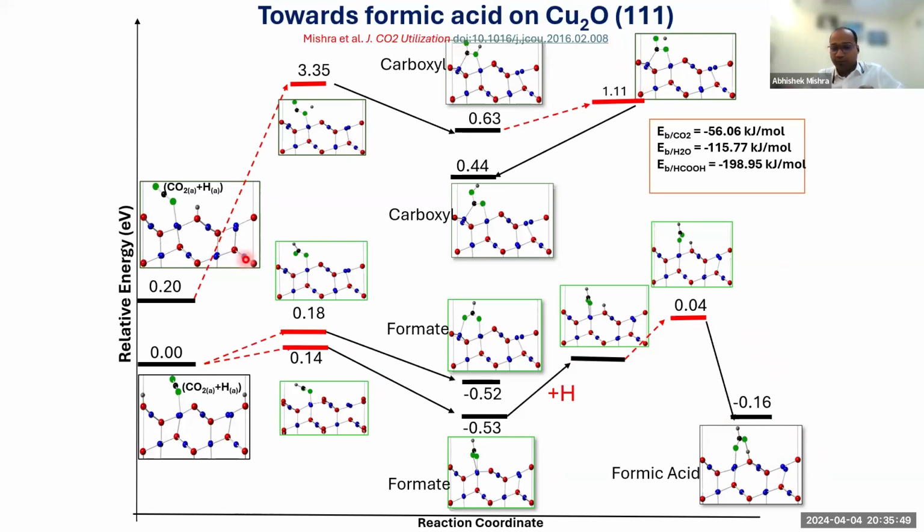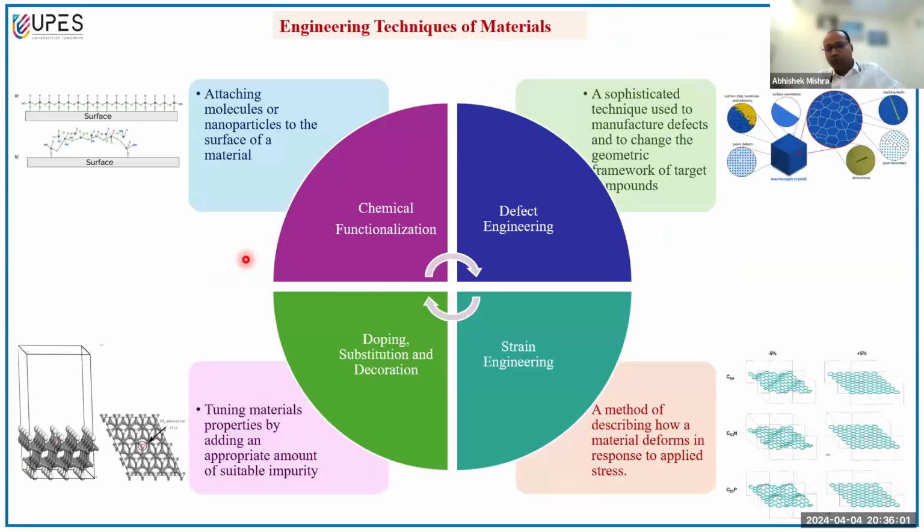So these were the results explaining how these copper oxide-based surfaces, nanoparticles, are good for formic acid formation at room temperature. We'll be going now towards engineering the materials for the activation of CO2. There are various methods actually. These are the methods people have been using: attaching surface molecules, or the one which I really like, defect engineering. You can substitute, or you can do strain engineering. In our lab, we are doing all these things on different materials, as I will be showing you in the next few slides.